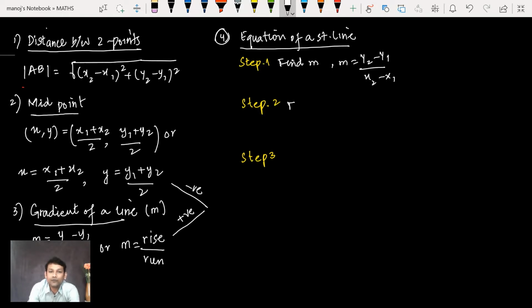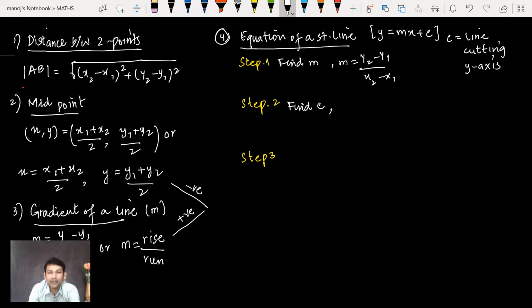Step number 2, find c. The general equation of a straight line is what? y equals mx plus c, where m is the gradient and c is the y-intercept. Y-intercept means a line cutting the y-axis. So I am writing here c, line cutting at the y-axis. Okay.